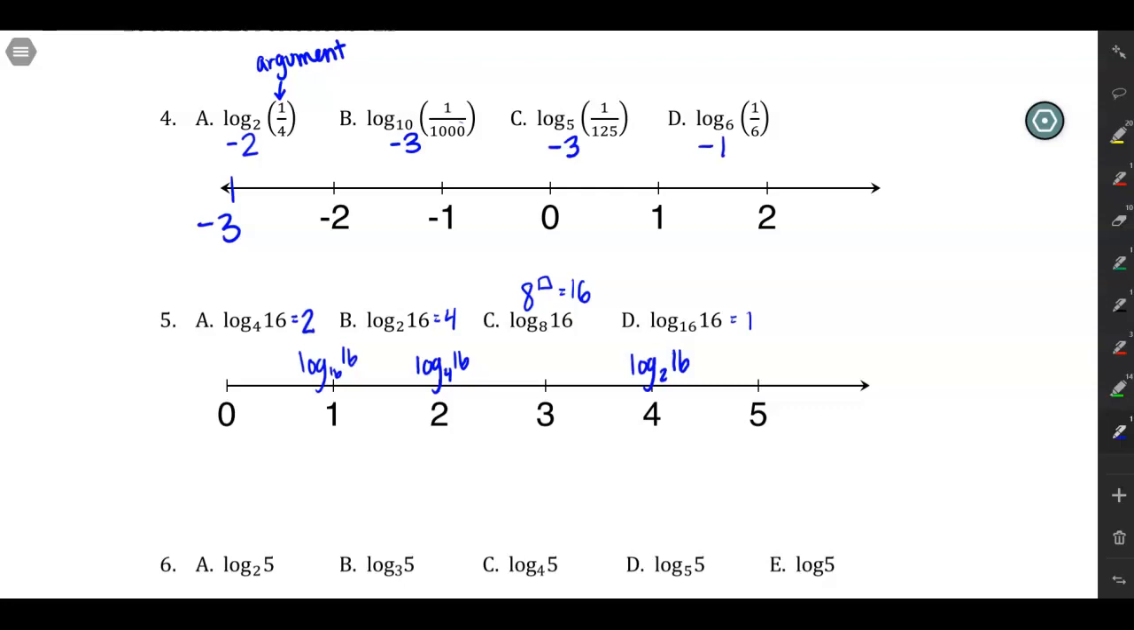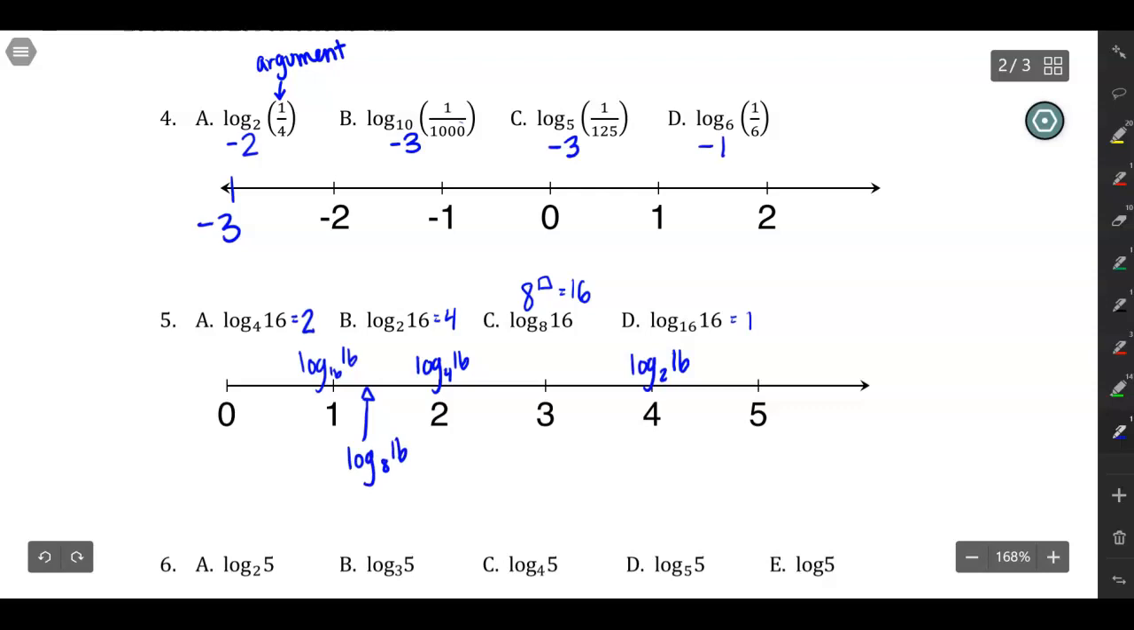So what I'm going to do with C is I want to figure out 8 to what power gives me 16. I'm just going to start trying to guess things. If I said 8 to the first power, 8 to the first power is 8. So 8 is smaller than 16, so 1 is too small of a number. If I did 8 to the second power, I get 64. 64 is way bigger than 16, so that's too big of a number. That means that log base 8 of 16 falls somewhere between 1 and 2. Because 1 was too small, 2 is too big. So somewhere between 1 and 2, I'm going to end up with log base 8 of 16.